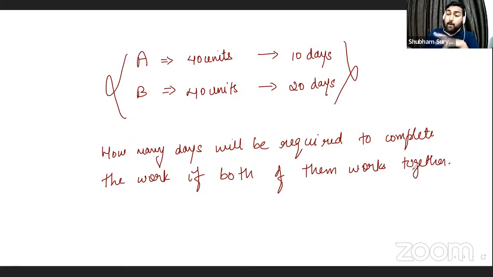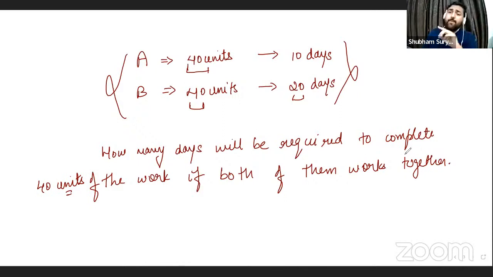Okay, now person A can do 40 units of work in 10 days. Person B can do 40 units of work in 20 days. Now, how many days will be required to complete the work if both of them work together? Both are doing 40 units of work. How many days will be required to complete these 40 units of work if both of them work together?